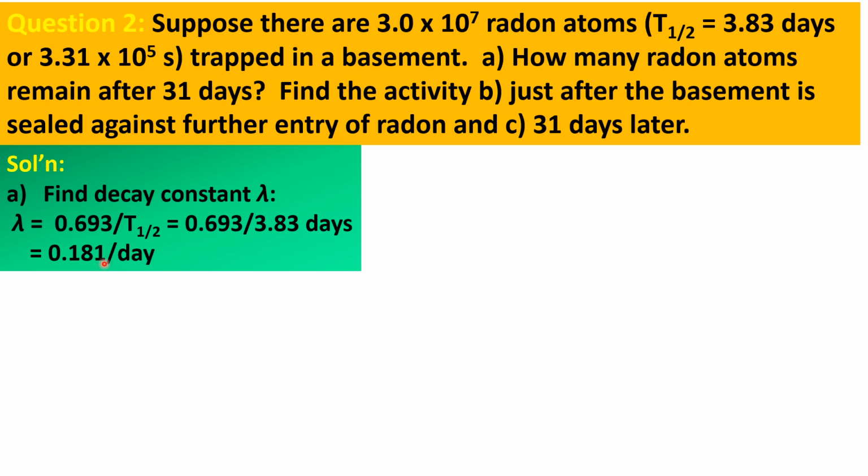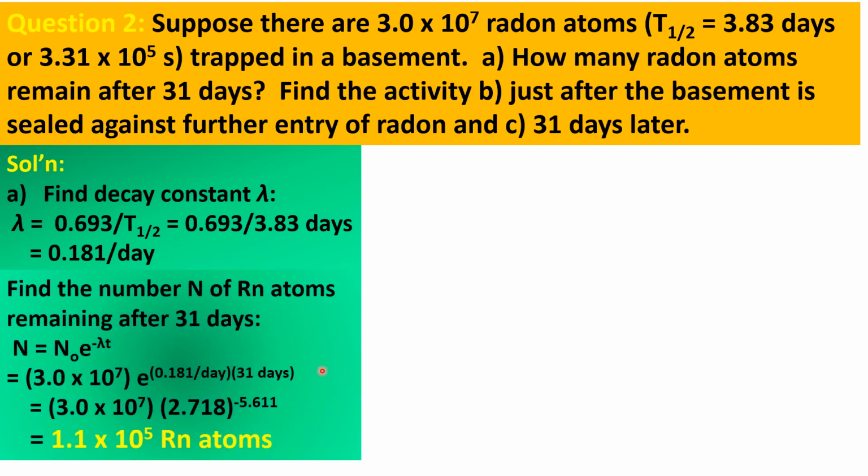0.181 disintegrations of radionuclei occur in one day. That is the meaning of the decay constant lambda. All right. So after knowing the lambda, we will now find the number capital N of radon atoms remaining after 31 days. Using that formula, capital N is equal to N naught multiplied by the Euler's number raised to the lambda t power.